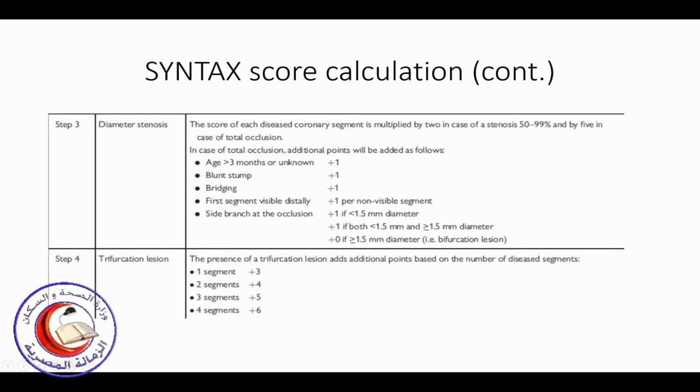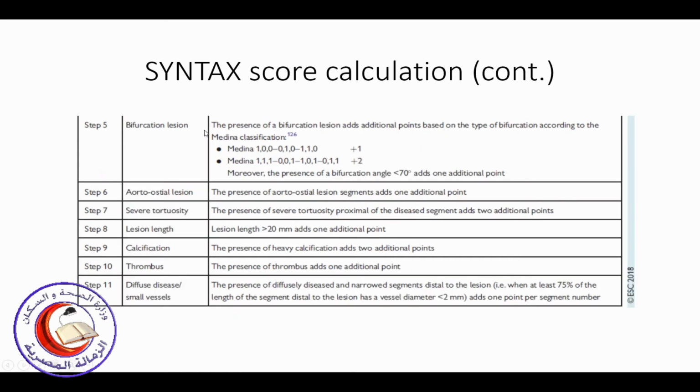Again, if the lesion is not just a bifurcation or a trifurcation, these increase according to the number of disease segments that are affected. So again, it is simple to use, but very illustrative. Bifurcation lesions, again, how is the bifurcation? Is it a Medina 1, 0, 0, a 0, 1, 0, a 1, 1, 0? This is a +1, not so difficult. But if it's a triple 1, this is more difficult. So this is really important. And if the bifurcation angle is less than 70 degrees, again, an additional point is put there because it is more complex to intervene upon.